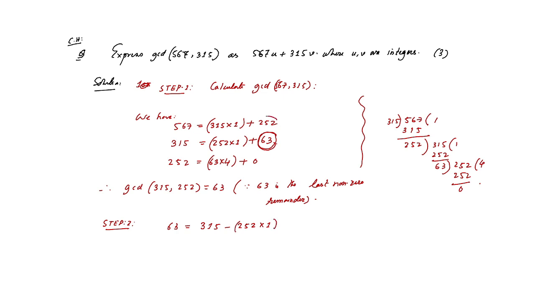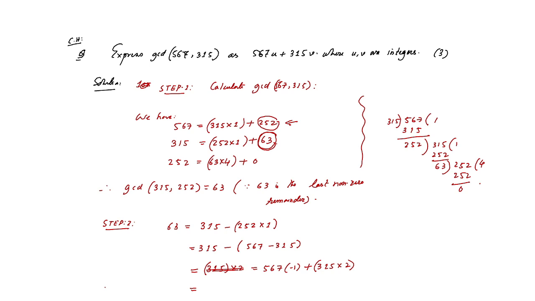Now we can replace the number 252. So 315 minus what exactly? 252 means 567 minus 315. That is basically for this line. So it can be written as 315 and 315 multiplied by 2. So we can write in that way, 567 into minus 1 plus 315 multiplied by 2.